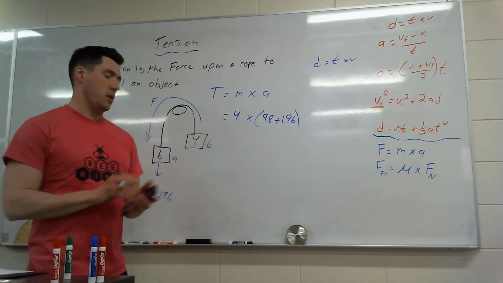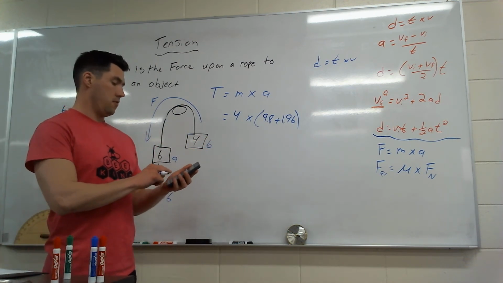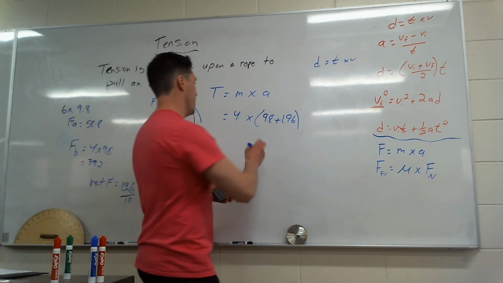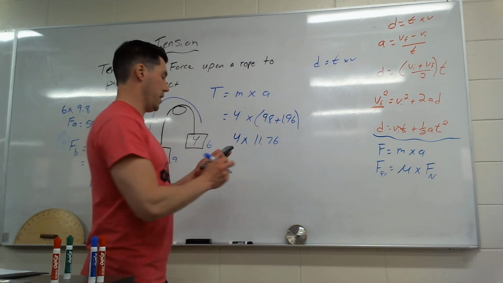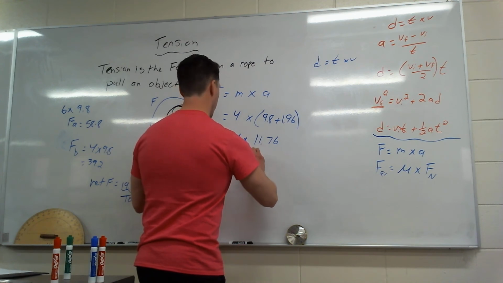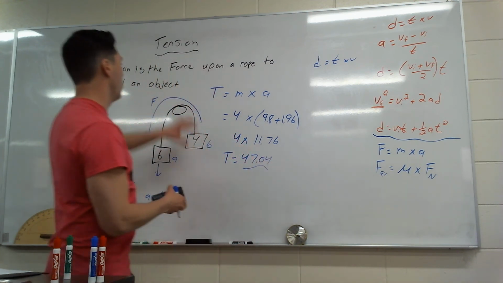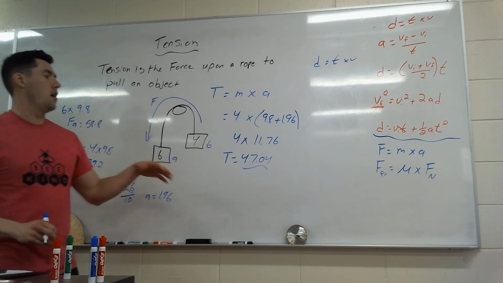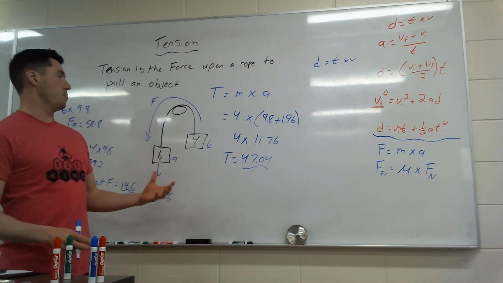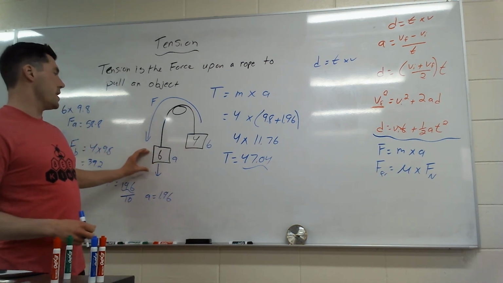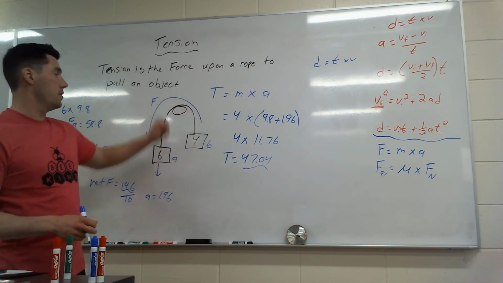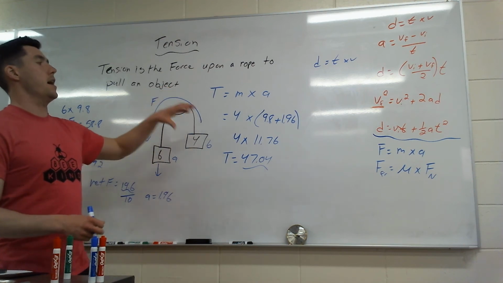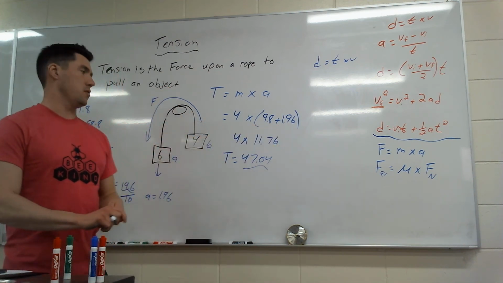So let's do that. 9.8 plus 1.96 gives me 11.76. Then 4 times 11.76, I get a tension of 47.04 newtons. And that is for this whole rope. This whole rope is feeling a force of 47.04 newtons because it's pulling this. This is what's going down, which means the rope doesn't feel the 6. It's having to pull this up. And because it's going against gravity and has its own acceleration, we're adding those.